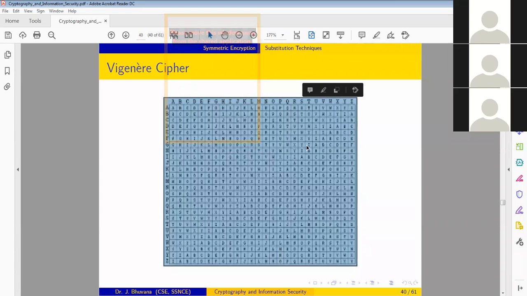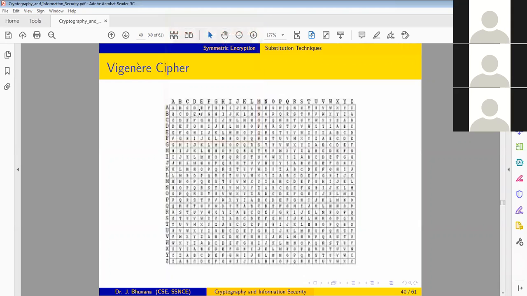In this table, you can see the first row starts with A to Z, the second row starts with B and ends with A, and the third row starts with C and ends with B. Likewise, the last row starts with Z and ends with Y. So this table will serve as a reference table. From this table I take one letter of the plain text as the column heading, and a letter of the key as the row index, and the letter at the intersection of the column and the row will be the replacement letter. That is the Vigenere cipher.